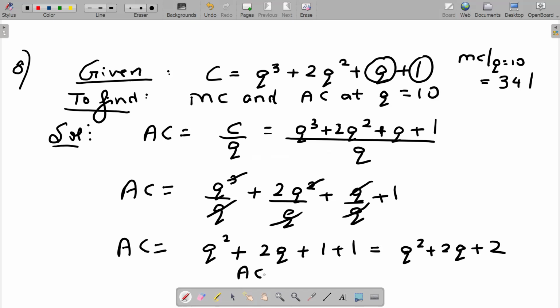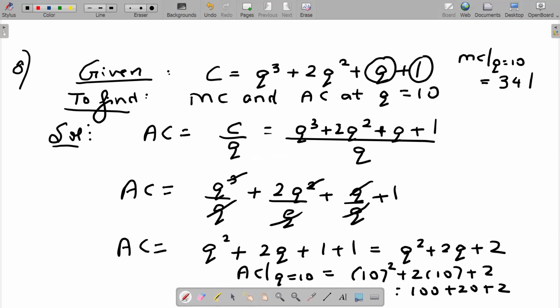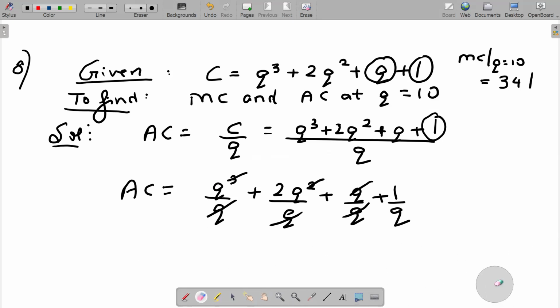So what will be the average cost at Q equal to 10? It's going to be 10 square plus 2 times 10 plus 2, which is 100 plus 20 plus 2, which comes out as 122. Okay, guys, there's a correction. Please correct this. It's 1 divided by Q. So that means our answer will change. Let me correct myself. It's 1 by Q.